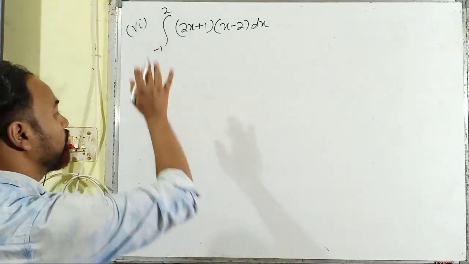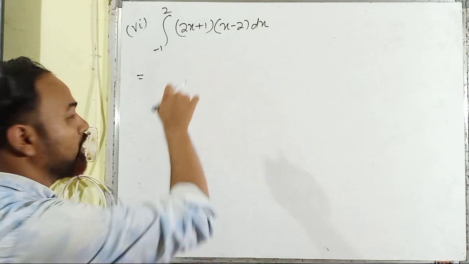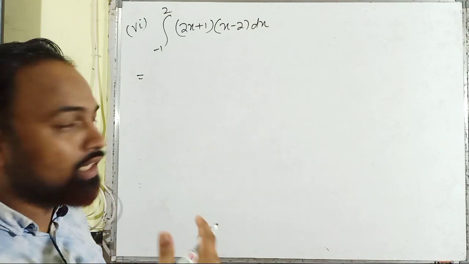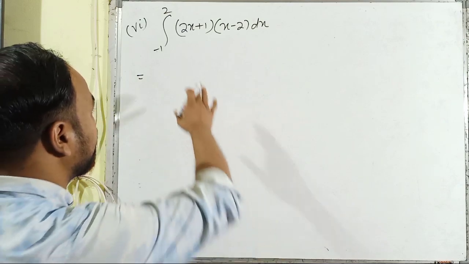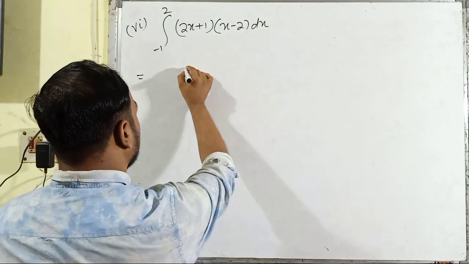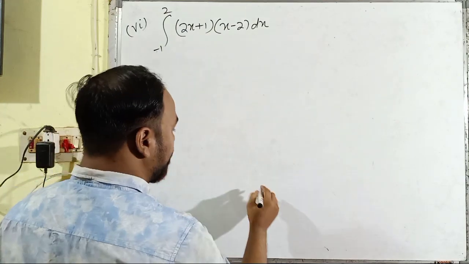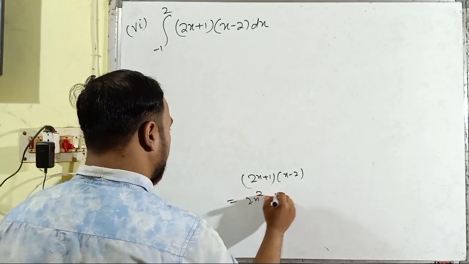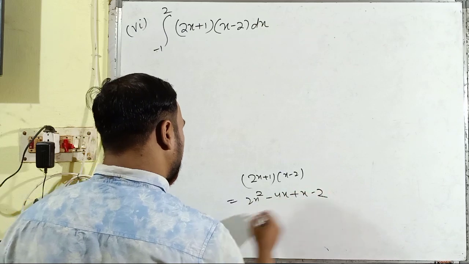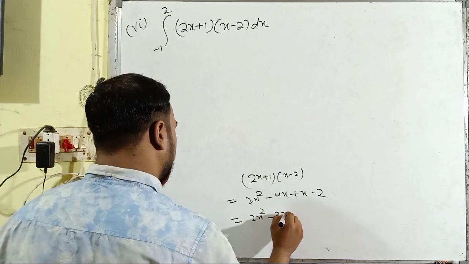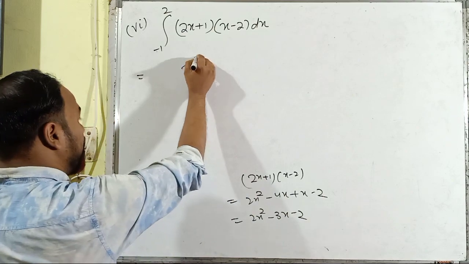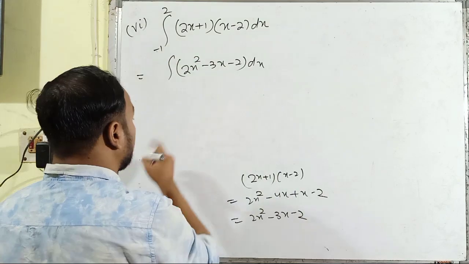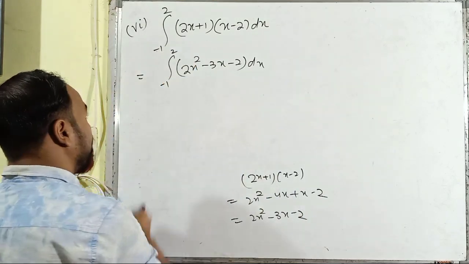First of all, we have to convert this integrand into a suitable integrand, that means one in which we can find the integral so easily. So first of all, let us multiply these two functions here. Let us multiply this in rough. 2x plus 1 multiplied with x minus 2, it is 2x square minus 4x plus x minus 2, and it is 2x square minus 3x minus 2. So it is 2x square minus 3x minus 2, and its integral with respect to x, from the lower limit minus 1 to the upper limit 2.